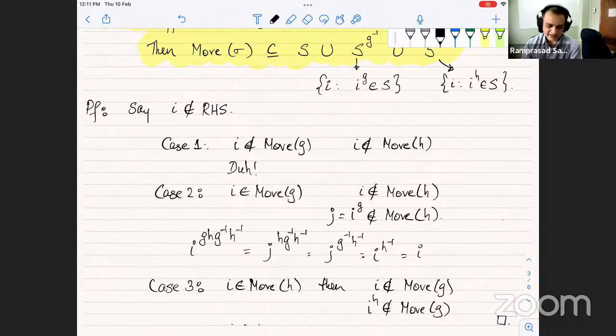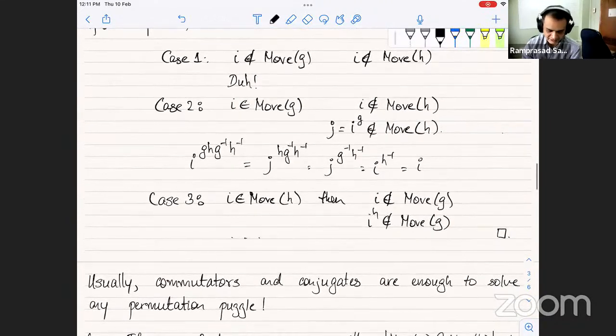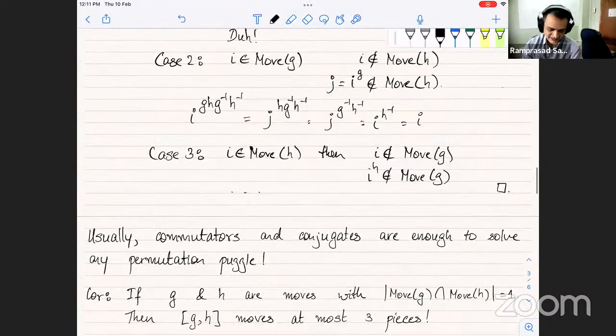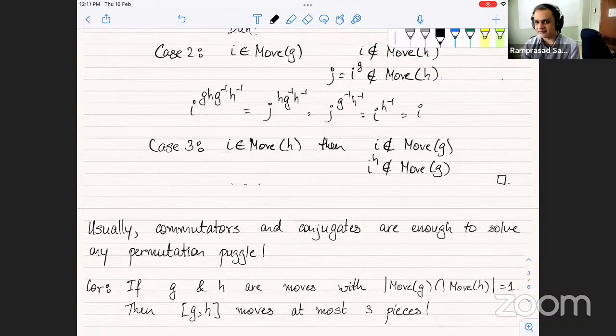And it actually turns out that if you just know commutators and conjugates, you can basically solve almost all permutation puzzles. And it's just because of this one corollary. Okay, suppose you came up with two moves G and H such that the set of common pieces was a singleton set.